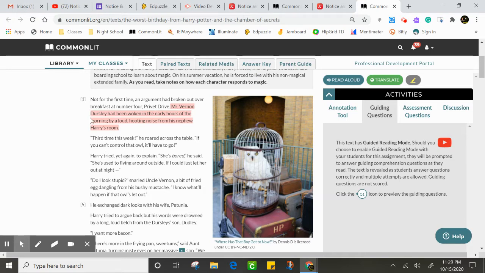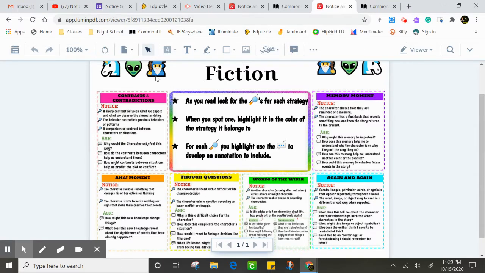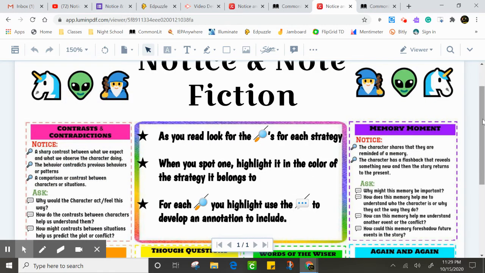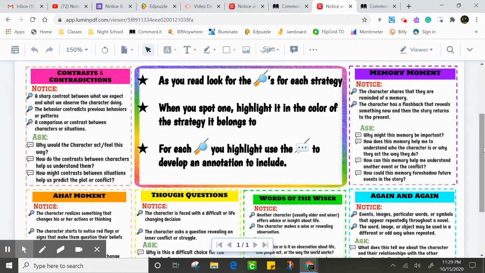All right. Now I need to take a look at this and figure out what I want to write. So let's go back over to the poster and take a look at our contrast and contradiction. I'm going to blow this up a little bit so we can see that better. So remember, some of the questions we should be asking ourselves is, why would the character act or feel this way? So why is Mr. Dursley so upset about being woken up by an owl? That might be a question I ask.